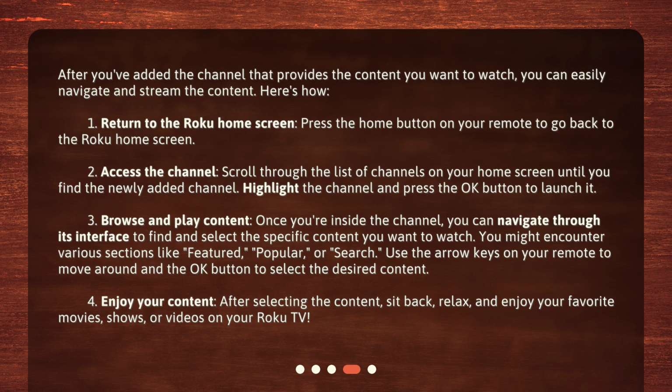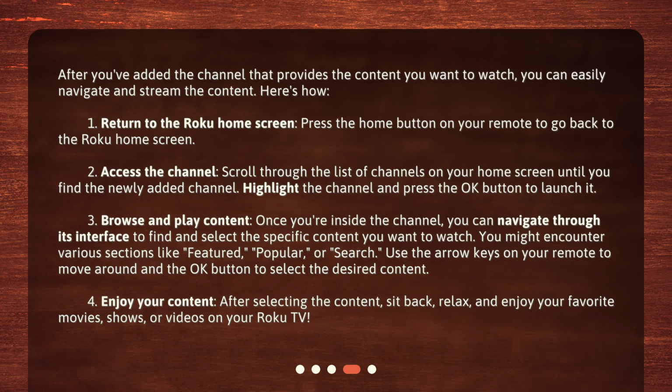2. Access the channel. Scroll through the list of channels on your home screen until you find the newly added channel. Highlight the channel and press the OK button to launch it. 3. Browse and play content. Once you're inside the channel, you can navigate through its interface to find and select the specific content you want to watch. You might encounter various sections like Featured, Popular, or Search.